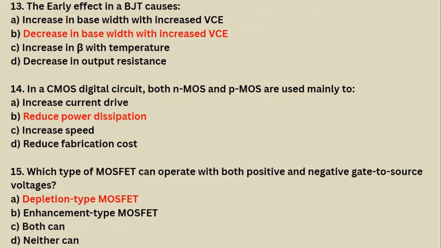You have to understand that. Okay, so 14th is CMOS digital circuits, with both NMOS and PMOS, complementary metal oxide semiconductor, used mainly to reduce power dissipation. Okay, NMOS and PMOS, it will reduce power dissipation. So the last question, the 15th one: which type of MOSFET can operate with both positive and negative gate to source voltage? Depletion type MOSFET. The answer should be A, depletion type MOSFET.